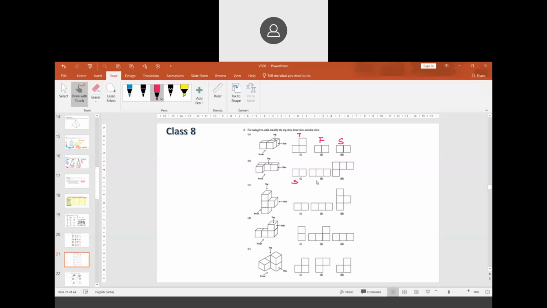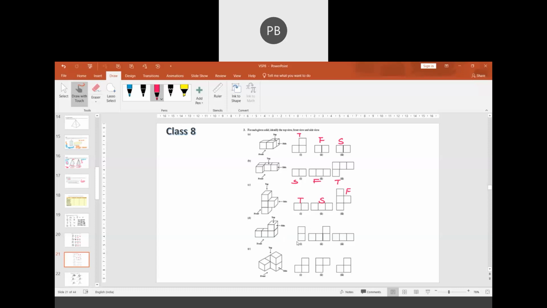This is side view, front view. Front view, and this is a front view and top view. The next one, top view. This particular thing, top view, side view. Three boxes is side view. This one is a front view. Front view.